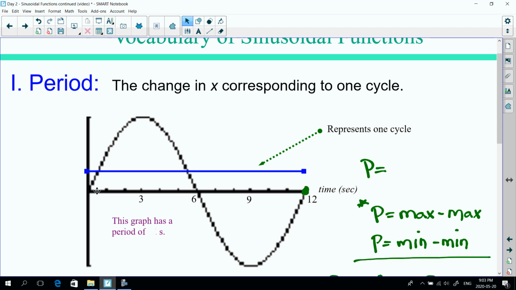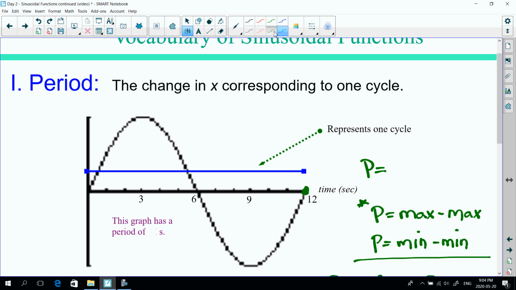And that means, when does this graph start to repeat? Okay. Does it start to repeat at 6? No, because if it started to repeat at 6, it would go back up. You'd see another hump going back up. That was Bush League, by the way. This curve doesn't actually repeat until 12 seconds.